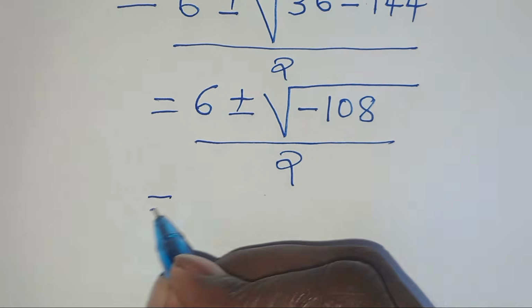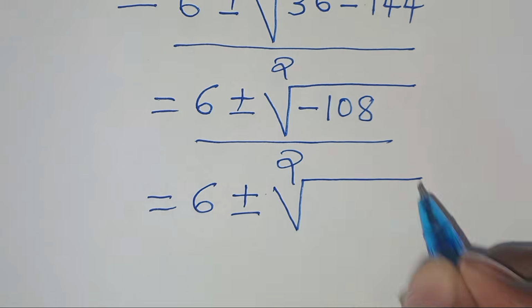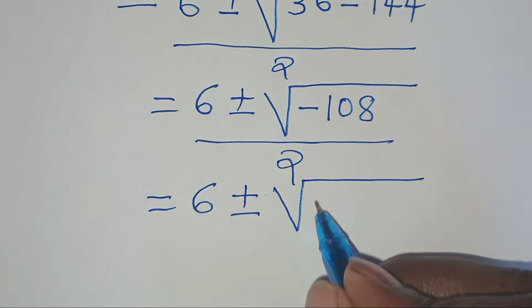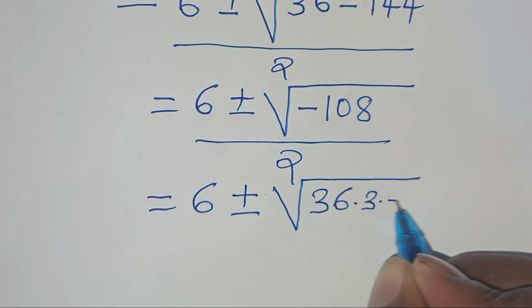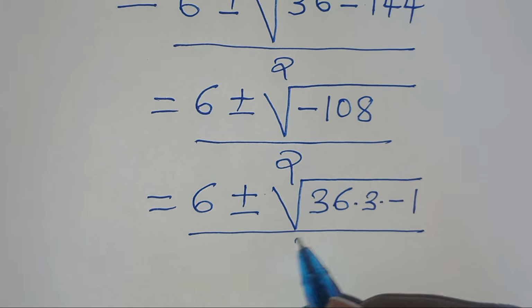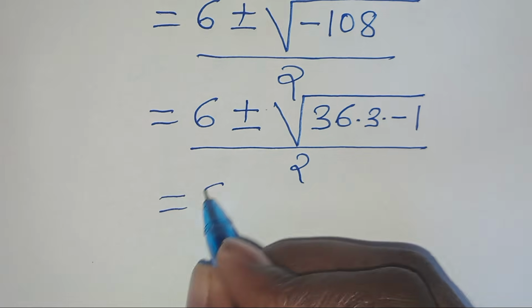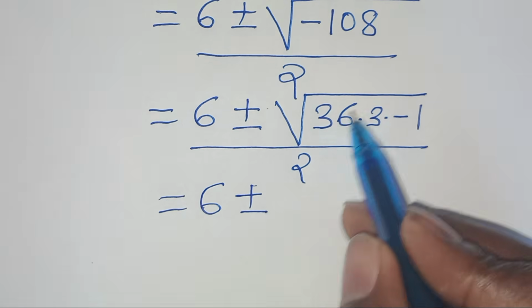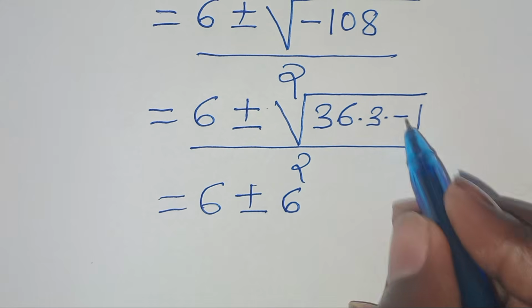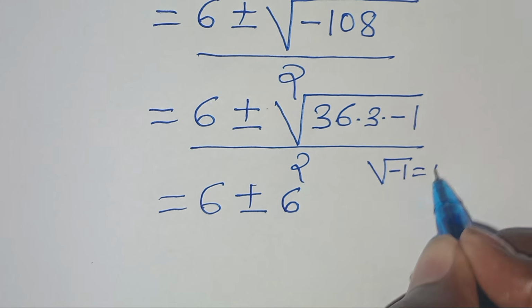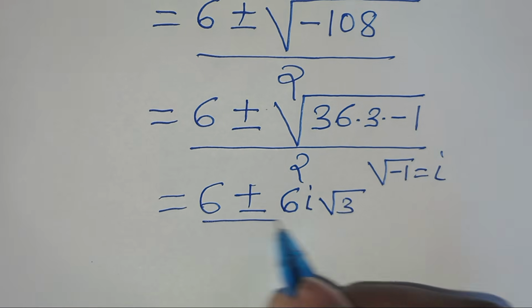So this implies again we have 6 plus or minus the square root of negative 108, which we can express as the square root of 36 times 3 times minus 1, divided by 2. So here we have 6 plus or minus the square root of 36, which is 6. We have the square root of negative 1, which is equal to i. So we have 6i square root of 3 divided by 2.